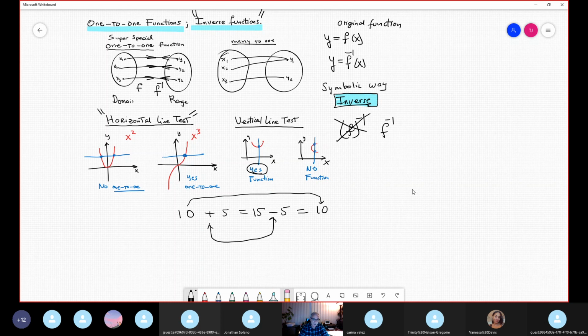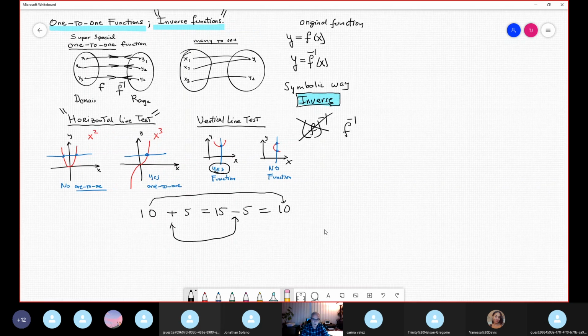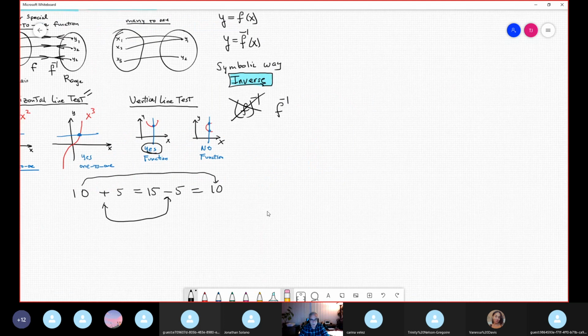A similar situation happens with multiplication and division. Let's do a multiplication. Suppose 10 times 5 is 50.